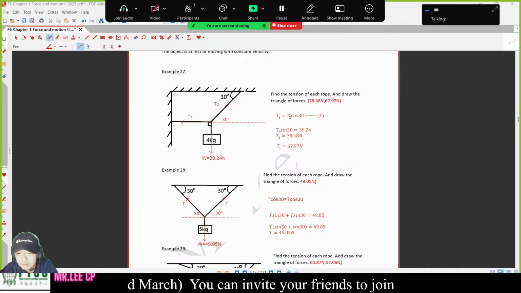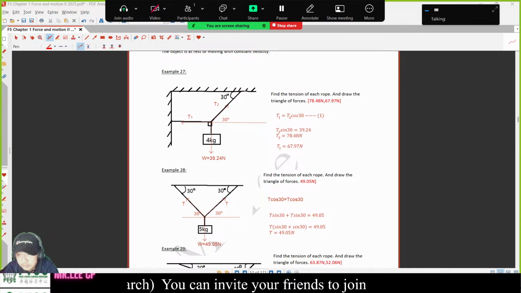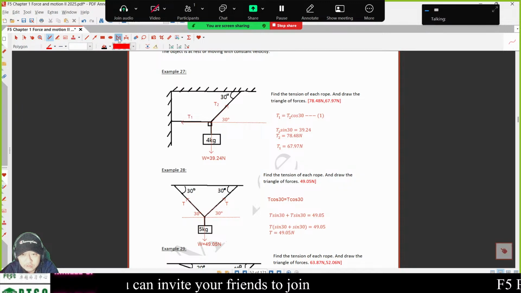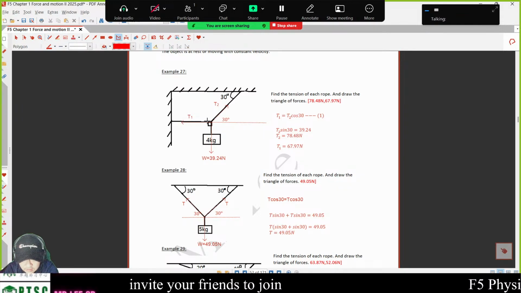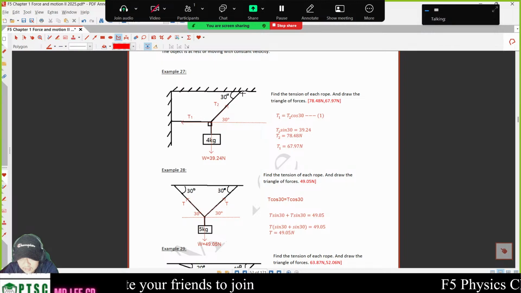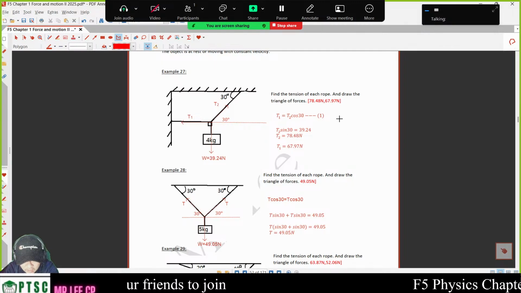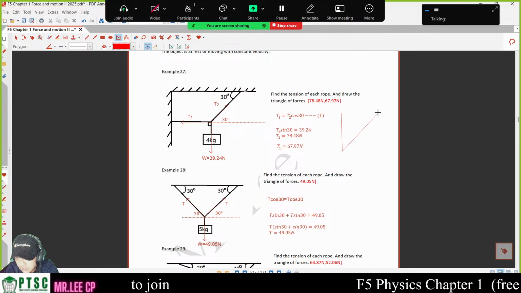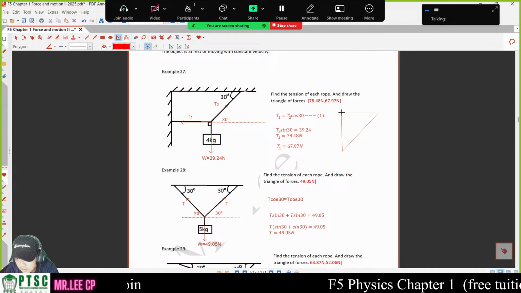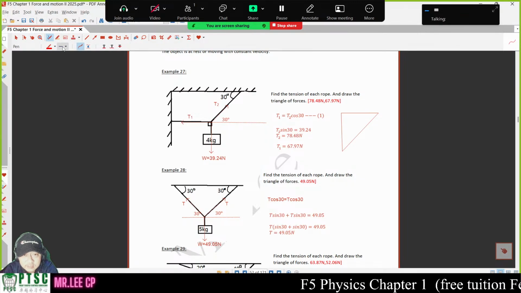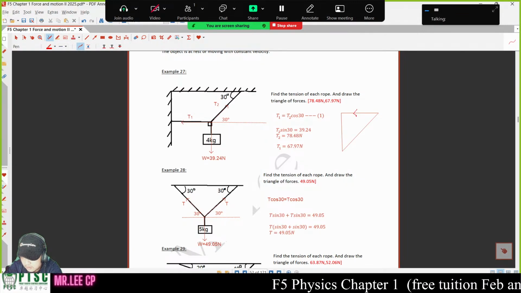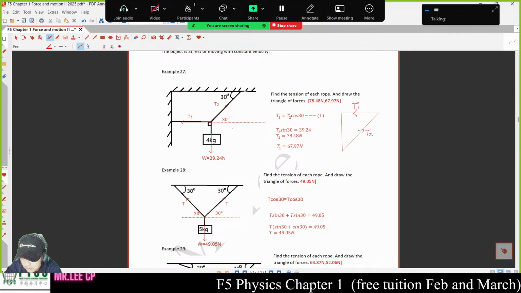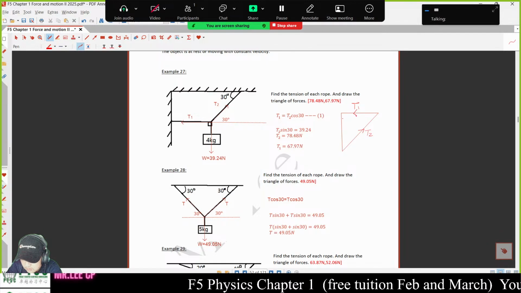So we go back to here. Find the tension on the rod and then draw the triangle of forces. So now I am going to draw. T1 and W and then T2. I like to use W first. W goes down and then T2 and then T1. So label the direction, then it will be okay. Here it is T1 and here it is T2. T2 goes in this direction, and W is going downward.